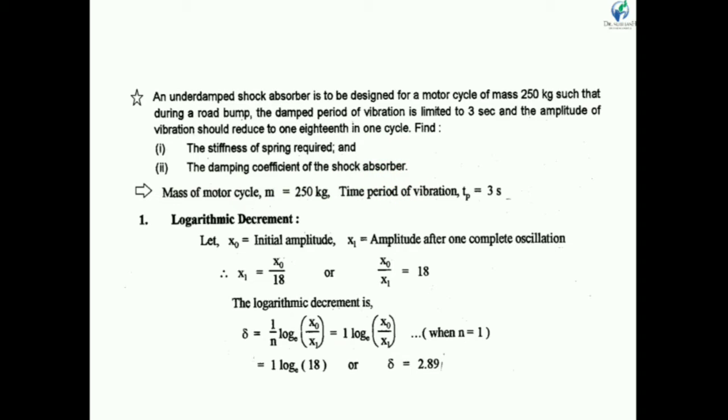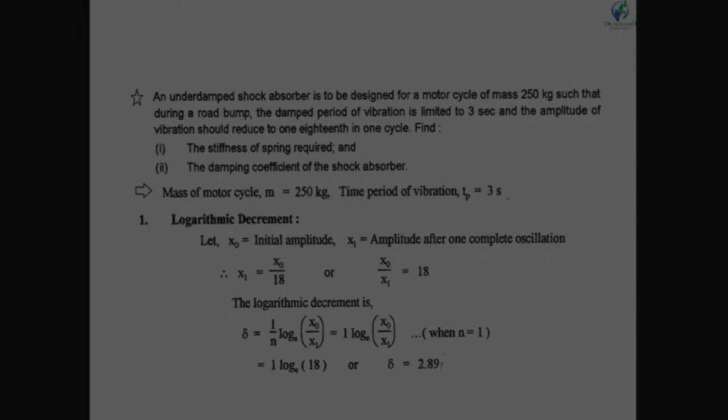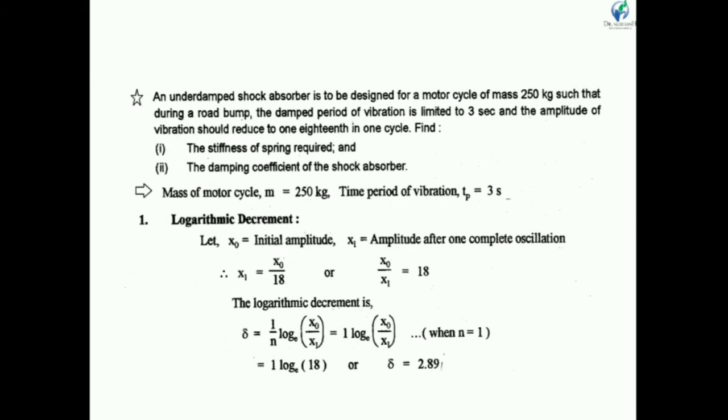So in this case we have to determine the stiffness of spring and the damping coefficient of shock absorber, that means c. Here the mass of motorcycle m is given as 250 kg and the damped period of vibration is limited to 3 seconds. So time period Tp is given as 3 seconds. For logarithmic decrement, let us assume x0 is the initial amplitude and x1 is the amplitude after one complete oscillation.